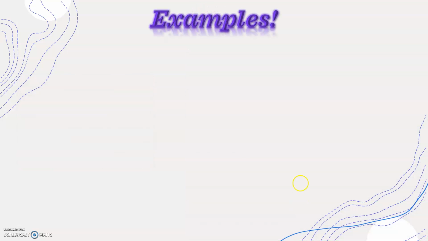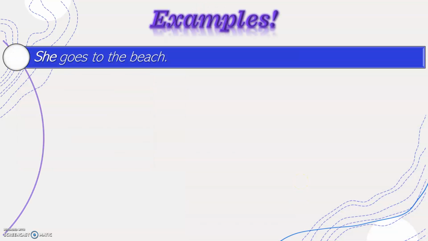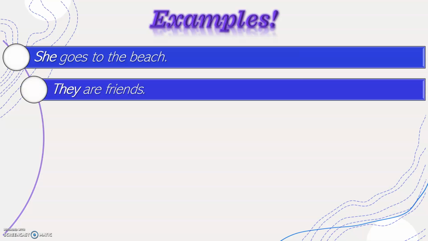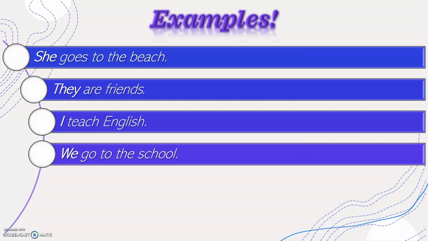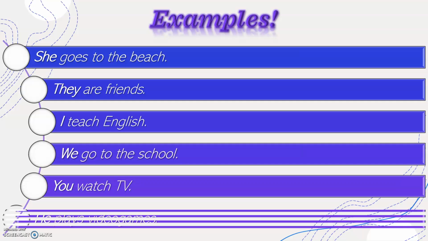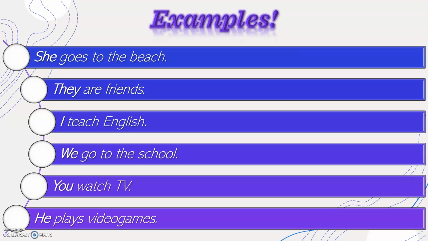Now let's look at some examples. For example, she goes to the beach. They are friends. I teach English. We go to school. You watch TV. And for example, he plays video games. Something really important about this is that all these subject pronouns are the ones that start each of these sentences.